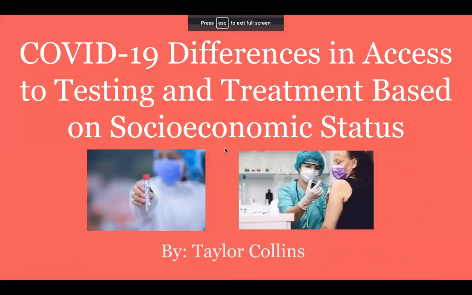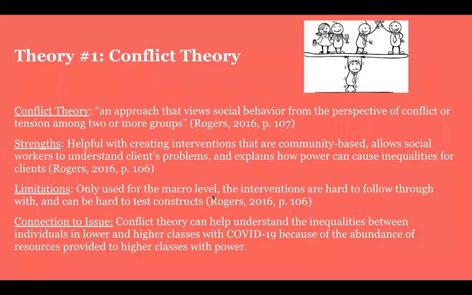So I did my oral presentation on the COVID-19 differences in access to testing and treatment based on socioeconomic status. The first theory that I decided to use was conflict theory.